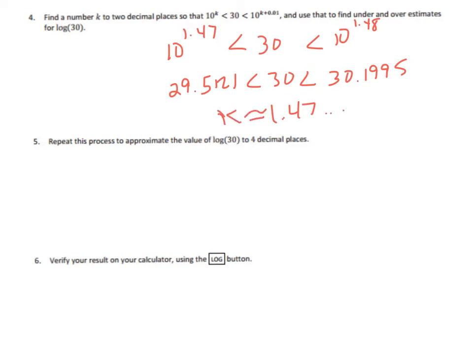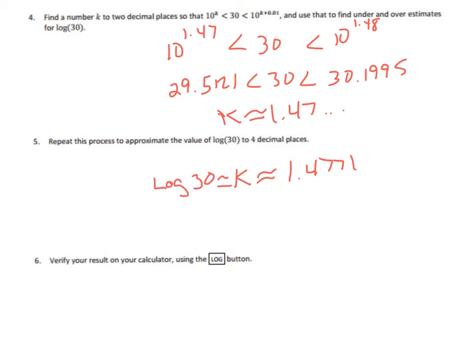It keeps going. Go out to 4 decimal places and you try that. I'm just going to give you the answer. If you go through this, you will find that k turns out to be about 1.4771 if you kept playing that game. So that's what the log of 30 will turn out to be, about 1.4771.